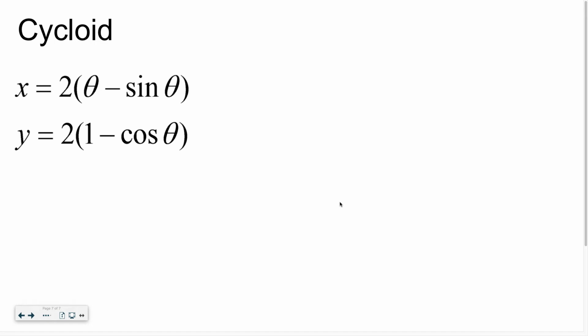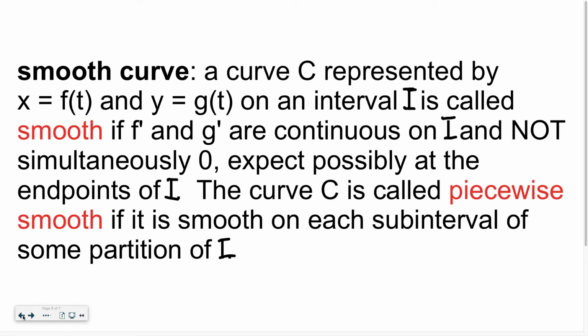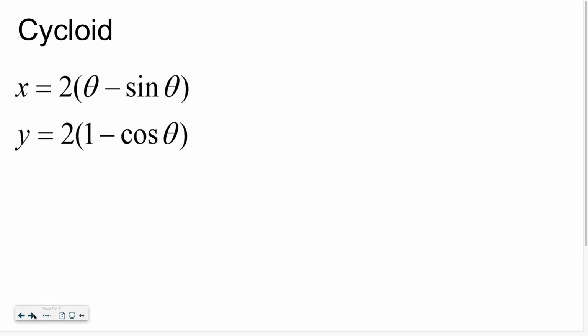Okay, so this is what's called a cycloid. And I'll show you what the cycloid looks like once we're done with the analysis of it. But basically, I want to determine if this is a smooth curve. And our definition of a smooth curve is that f prime and g prime are not simultaneously zero. So let's look at this. Here's our parametric equation.